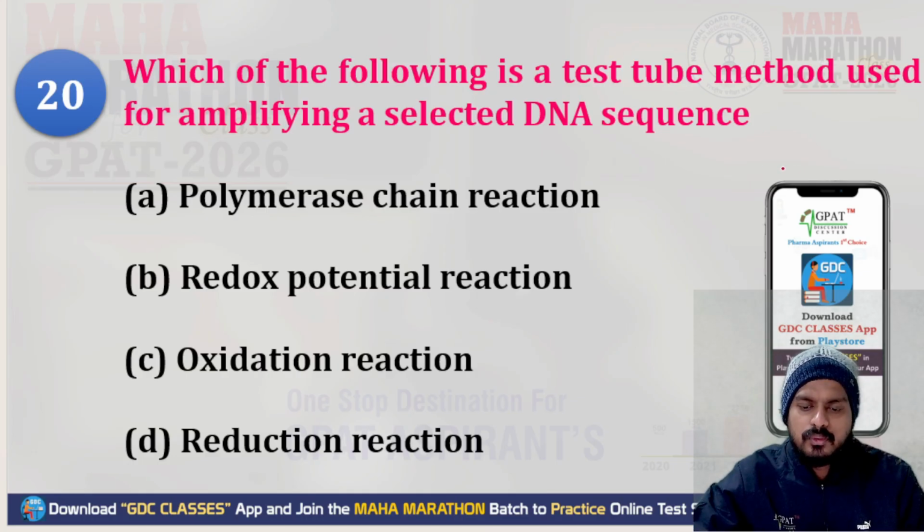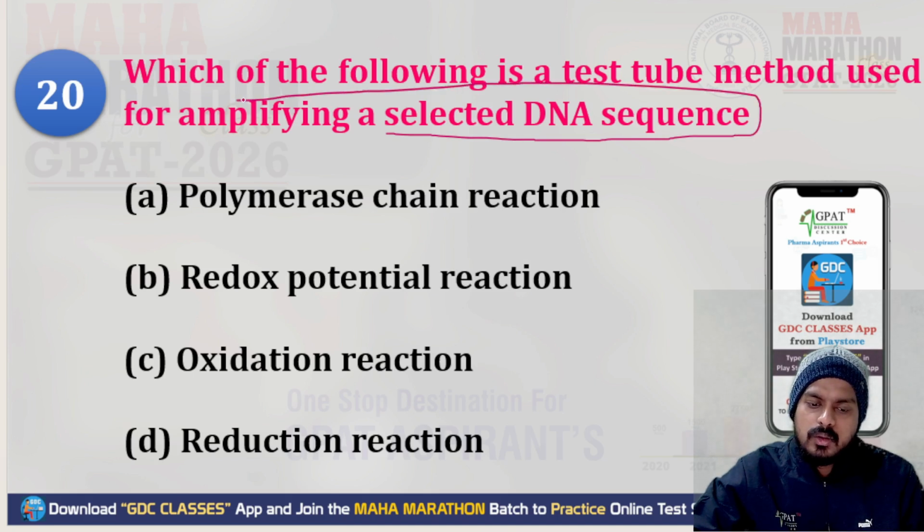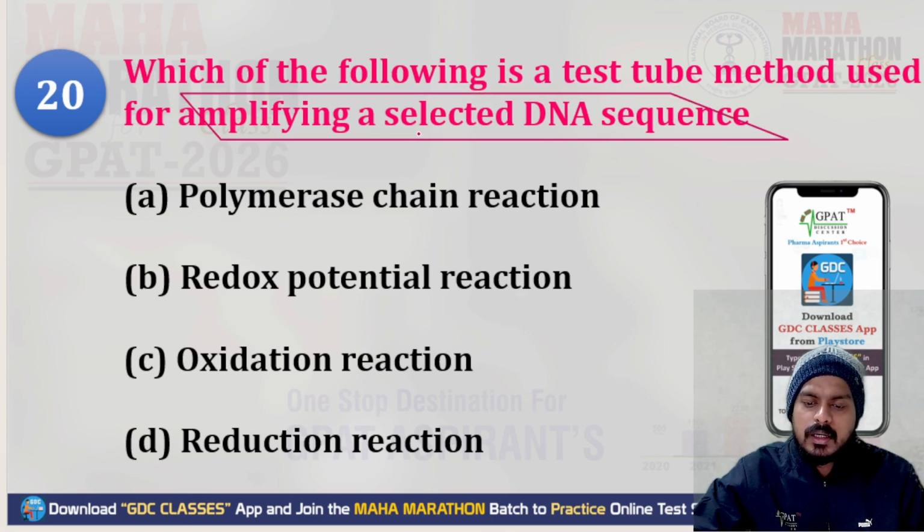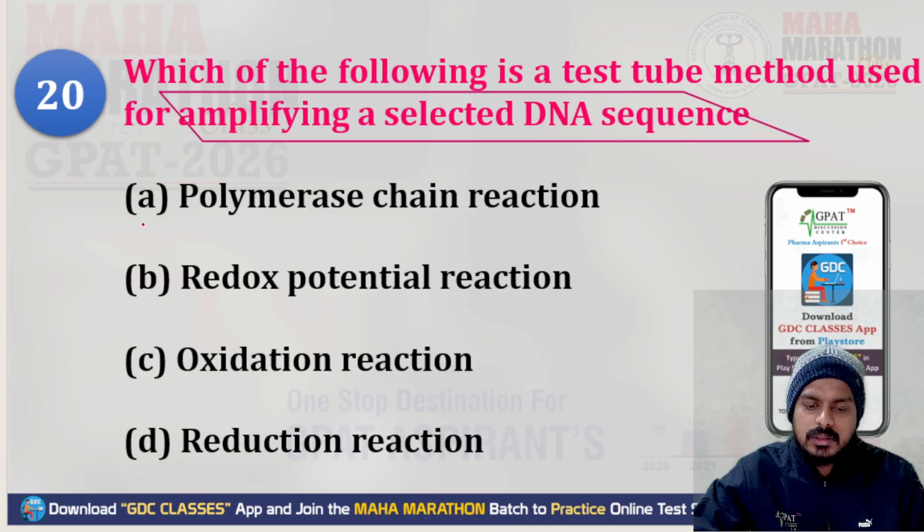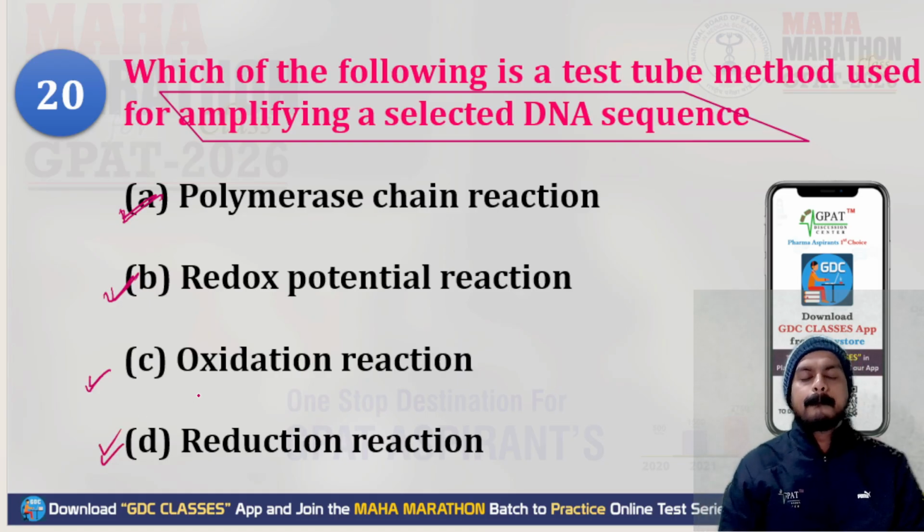Next question. Which of the following test tube methods is used for amplifying a selected DNA sequence? Your options are polymerase chain reaction, redox potential reaction, oxidative reaction, or reduction reaction. Very easy question. You are using it for amplification of a selected DNA sequence. So which technique is called an amplification technique?